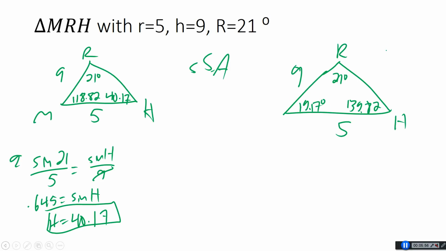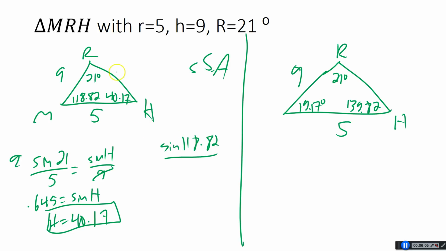Now we got one more side to find for each one. Let's do the original one first here. So the original triangle over here, we're going to have sine of 118.82 divided by, let's call this little m, it's going to be equal to sine of 21 over 5, because those are the original numbers we were given. Cross multiply, and then I'm going to do this in one step here. So I'm going to end up with 5 sine 118.82 divided by sine 21 is equal to m.